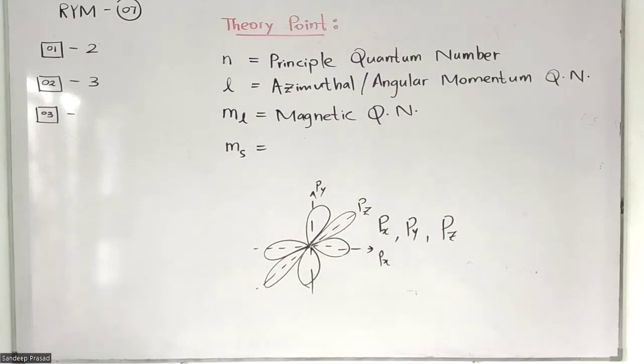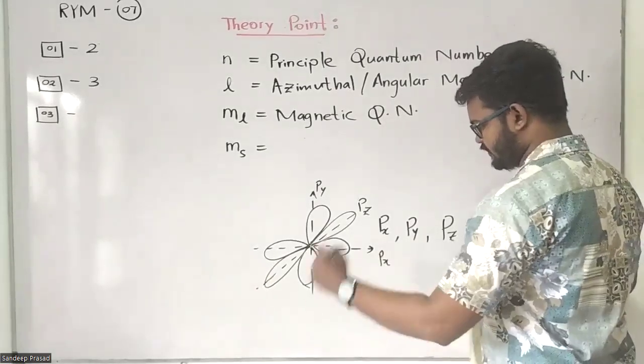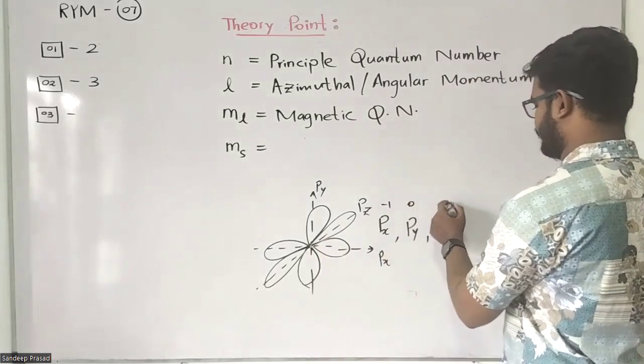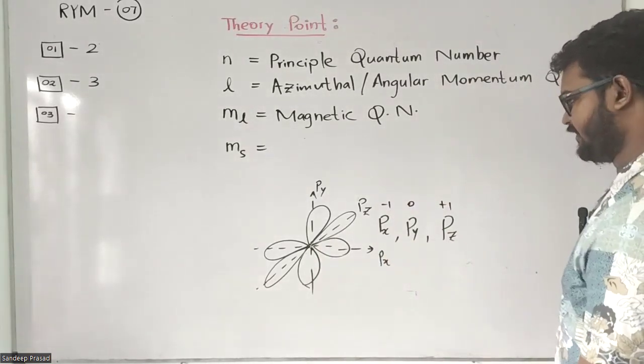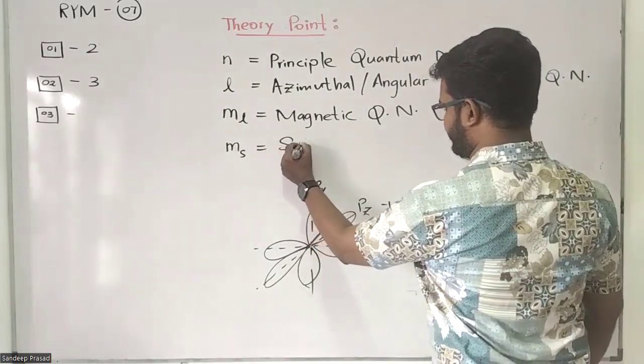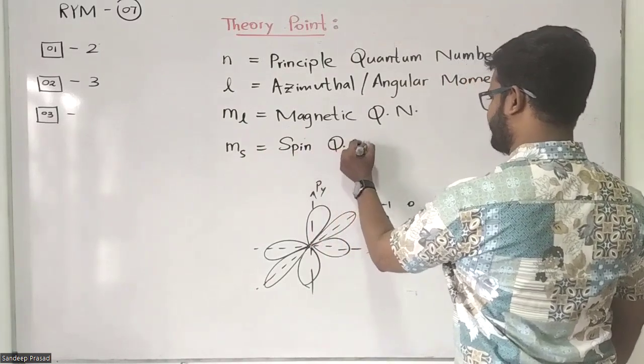So we can see that in the p sub-energy level there are 3 different types of p sub-energy levels. So we can assign the magnetic quantum numbers as -1, 0, +1 for them, right? That's the way that we assign magnetic quantum numbers. And the next one is spin quantum number.